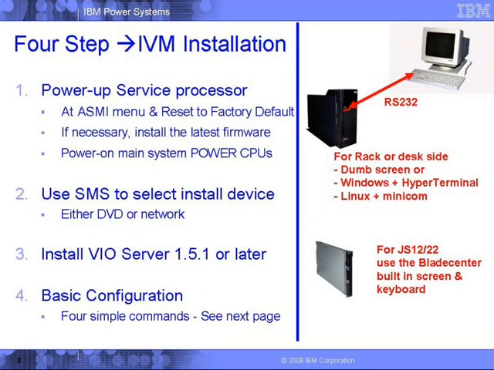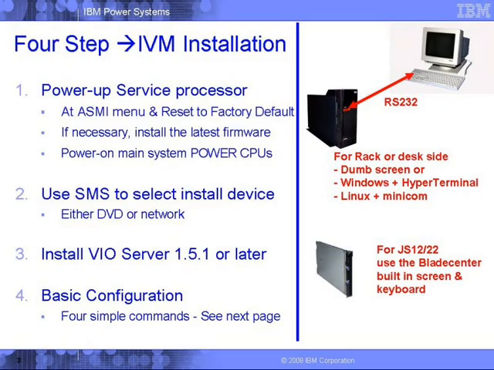To install IVM, we either have to attach a dumb terminal or terminal emulator to an RS-232 line, or for the JS12 and 22 blades we can use the built-in BladeCenter screen and keyboard. We then power up the machine by plugging in the power cables, and we get to the ASMI menus. Here we should reset to factory defaults.